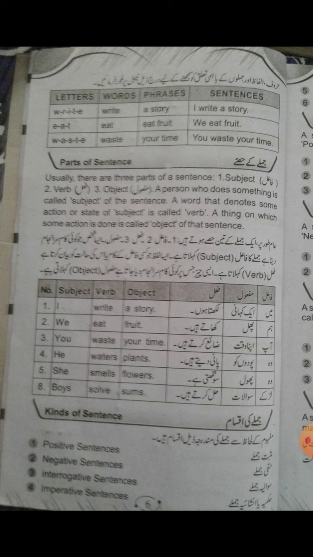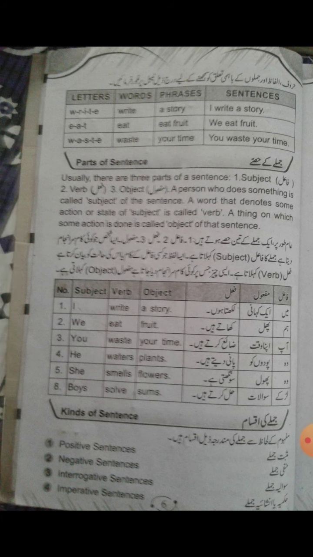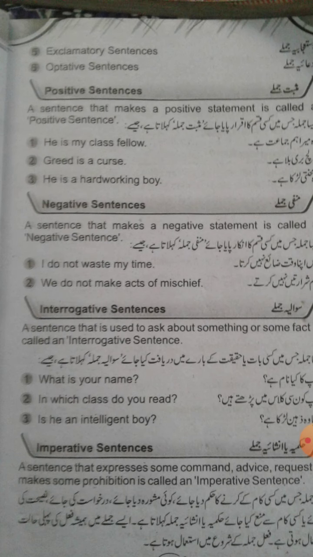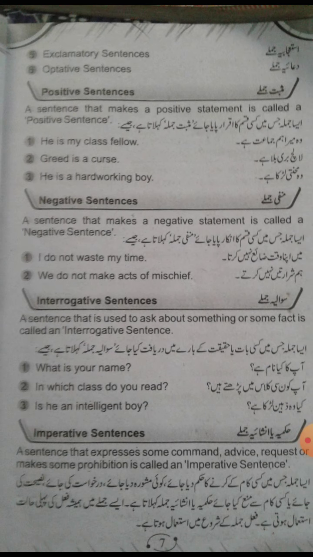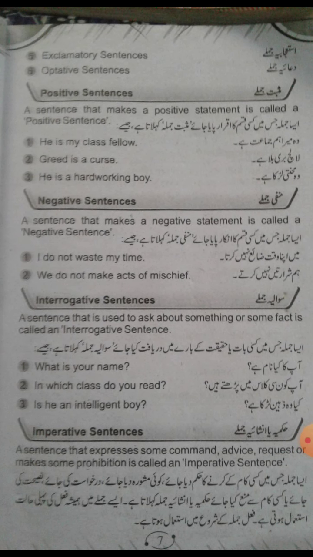A positive sentence is called musbat jumla. Let's say I write a letter, he is working hard, you always help the poor. These are called positive sentences or simple sentences. Negative sentences are those sentences which make a negative statement. In negative sentences, not is used in English and nahi is used in Urdu.